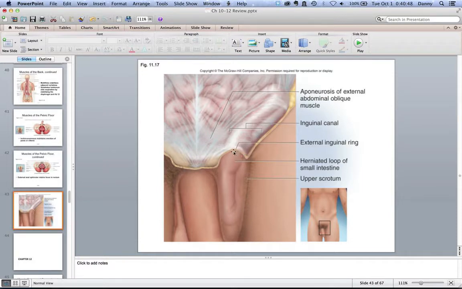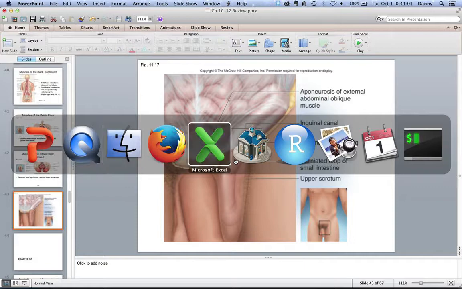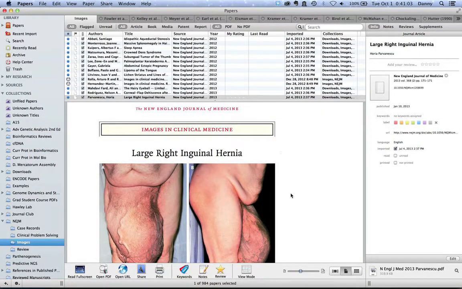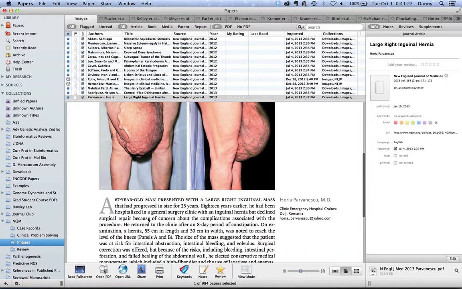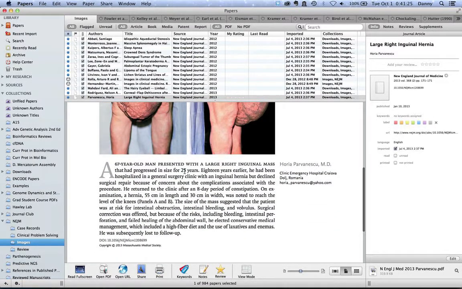This can be blocked, it can necrose, and I told you in class that there was an image in the New England Journal of Medicine recently that showed a quite serious inguinal hernia. If you're a little squeamish, you might want to not look at this, but you can get an idea of how big these can get. The demarcation between the scrotum and the abdomen here is kind of lost. But this is a right inguinal hernia, and the case report is interesting.